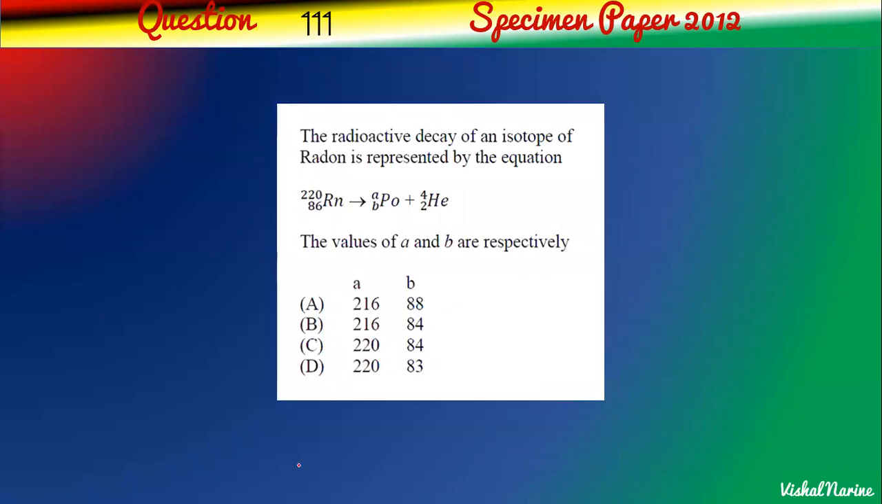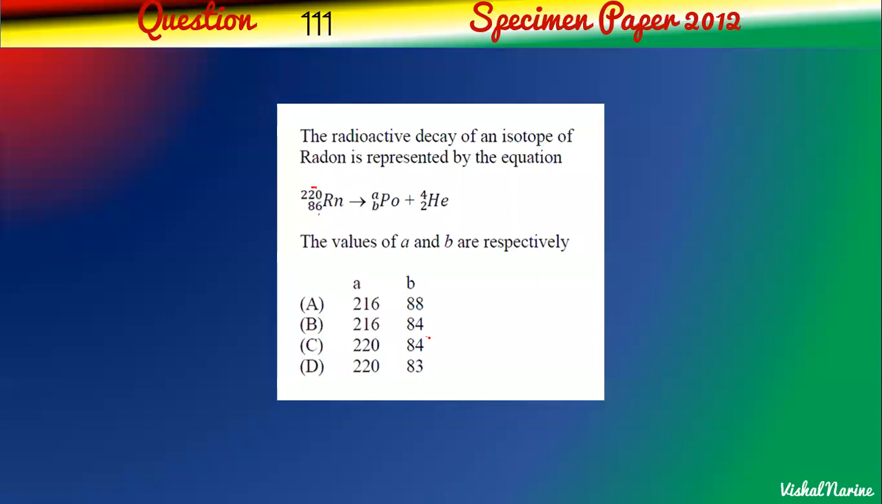Final question, question 111. Question asks you what are the values for A and B? And again, this is the last question. Remember these numbers here must add up back when you add them. You must get back this answer here. So A plus 4 is going to give you 220. So what is A? And likewise, B plus 2 is going to give you 86. So what is B? And we can see that 216 plus 4 is 220.